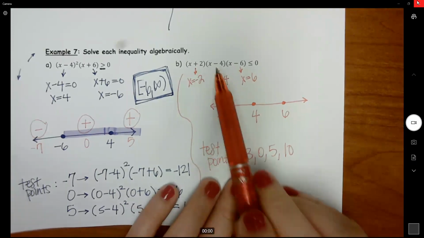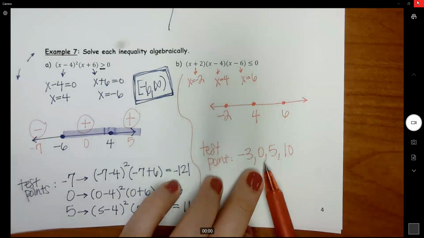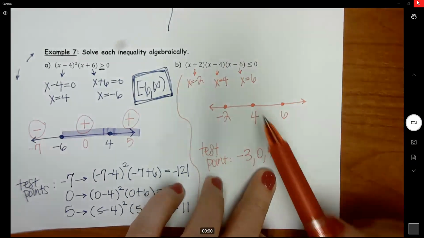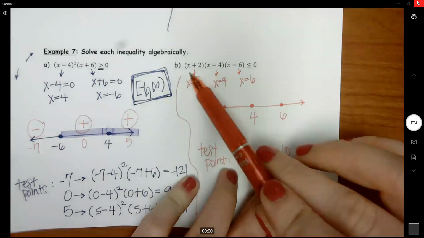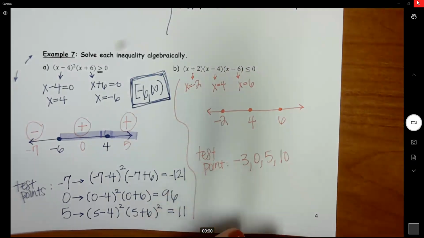So you would take -3 and plug it into all 3 of them. You take 0, plug it into all 3. Take 5, plug it into all 3. Take 10, plug it into all 3. But I'm going to use end behavior here.